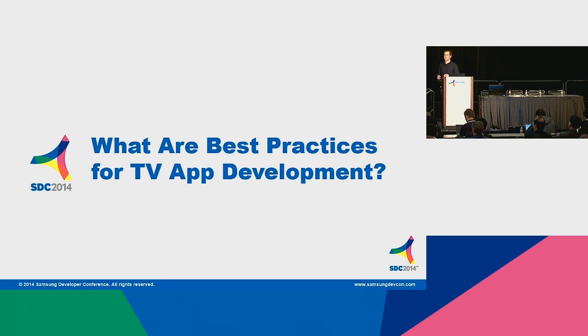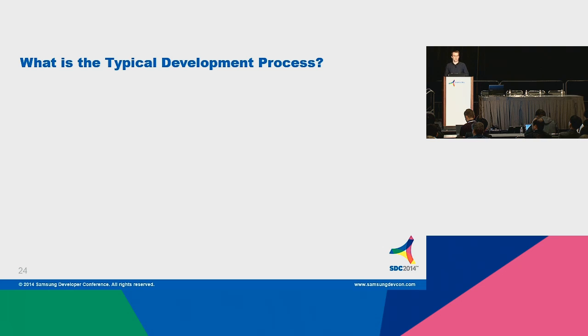I want to talk a little bit about some best practices for TV app development. And what is the typical development process? Now, I've done some mobile app development in the past. Usually, I have a mobile phone, so it's quite simple to just use my phone and test my Android app or get one of my friends to test it. But again, with the TV, it's much more difficult.